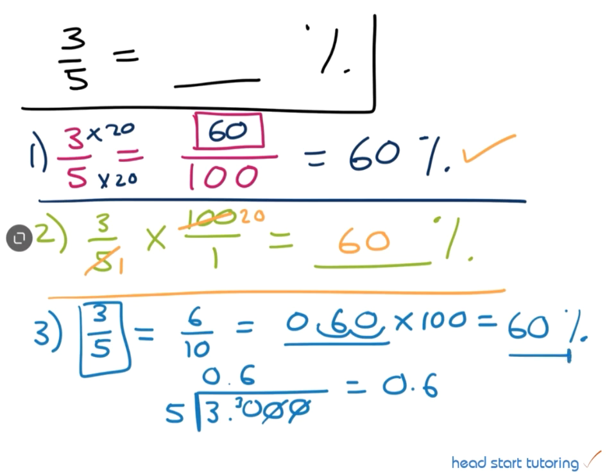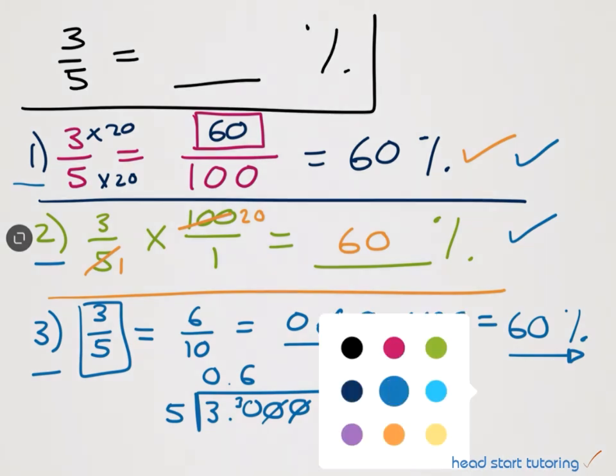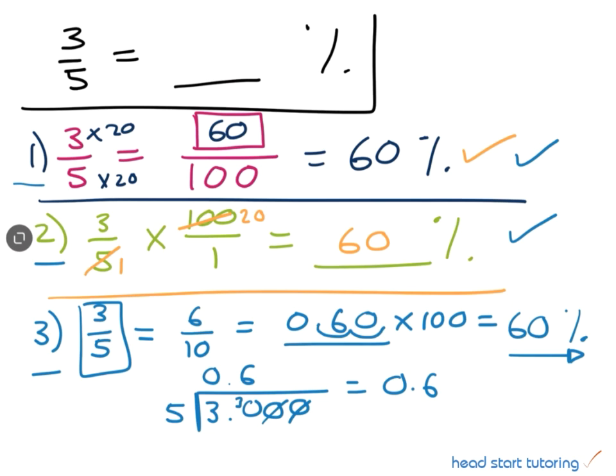So we end up with an answer of 60% there, just like what we got for our previous 2 methods. So you can use method 1, 2, or 3 in order to convert your fraction, any fraction, into a percentage. You can just use whichever one you are most comfortable with, or whichever one suits that particular fraction best. So let's just put here 3/5 as a percentage is 60%, no matter what method we use.